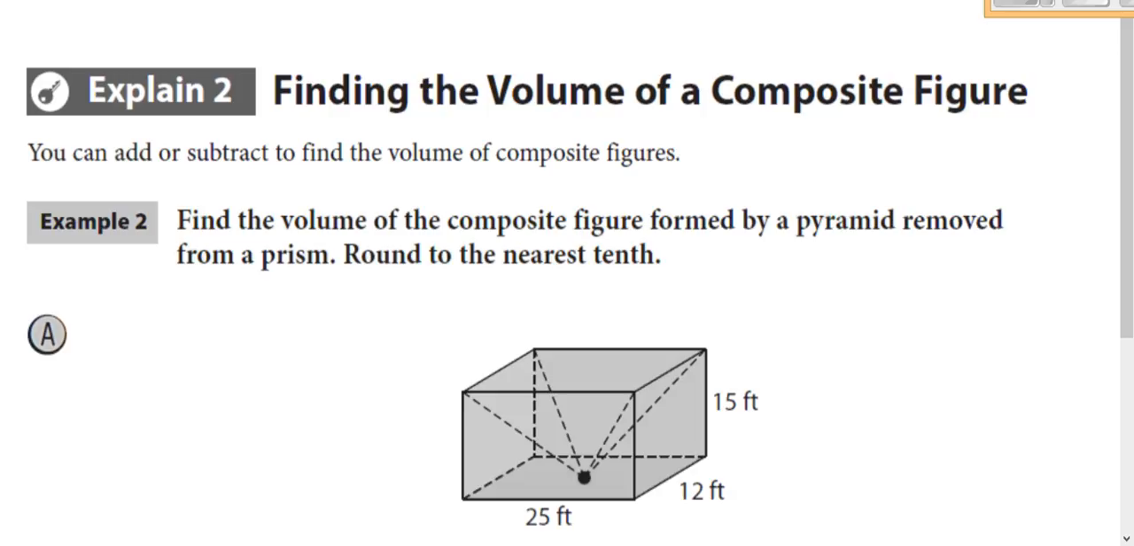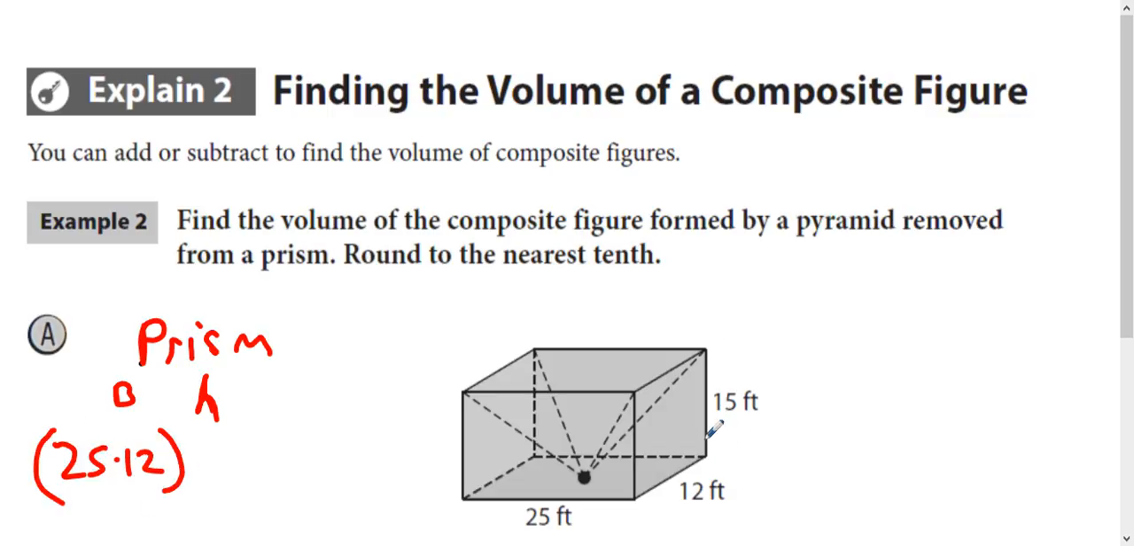There's another composite figure. This time, though, it's like the pyramid has been removed from the prism. So it's got a little, like a hole cut out of it, kind of pyramid-shaped hole. So to do this, we can find the volume of the prism, which is area of the base times the height. Area of the base would be 25 times 12. And then times the height is 15.